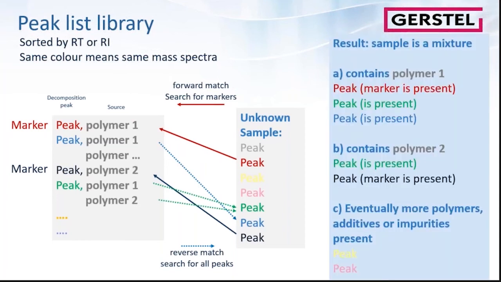And the result now would be, yes, our sample is a mixture. It contains polymer number 1 because it has all the peaks in. It contains polymer number 2. It has all the peaks in. But there's something extra. We see extra peaks which have so far not been assigned to one of our polymers in the library. This is the yellow and the pink peak. So this might be extra components, extra polymers, or additives, or impurities. And this is a complex result, I hope, which gives us a lot of information about our unknown sample. So this picture basically describes what the software is doing.